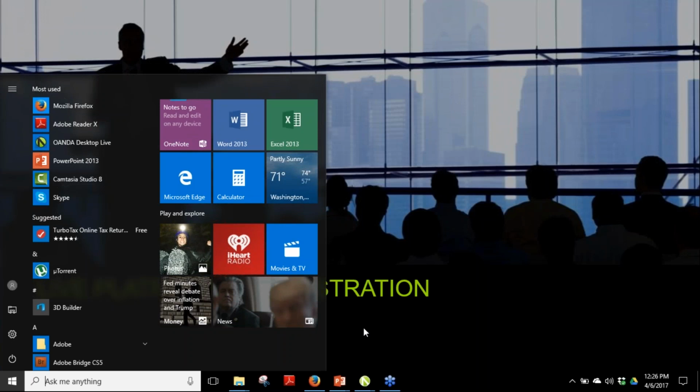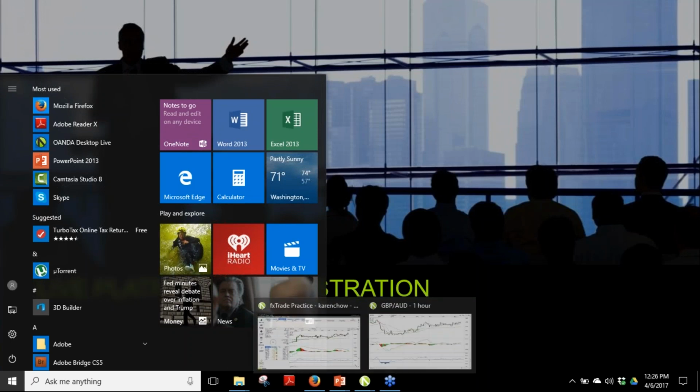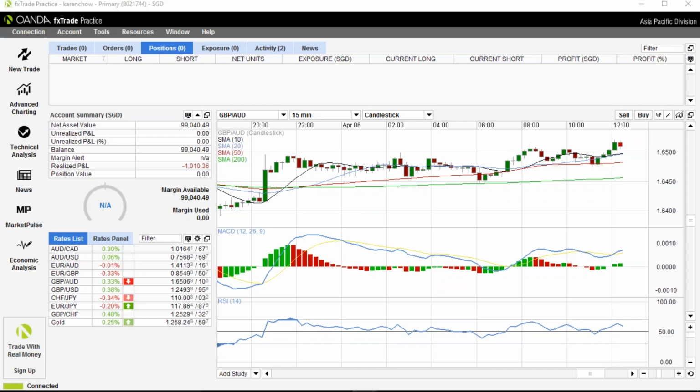All right, so let's get to the fun part. Let's go and look at the platform right now. So here we are. I've opened up FX Trade. For those of you trading on MT4, just be aware that some things are in different places on MT4, and also there you've got to trade in terms of lot sizes.